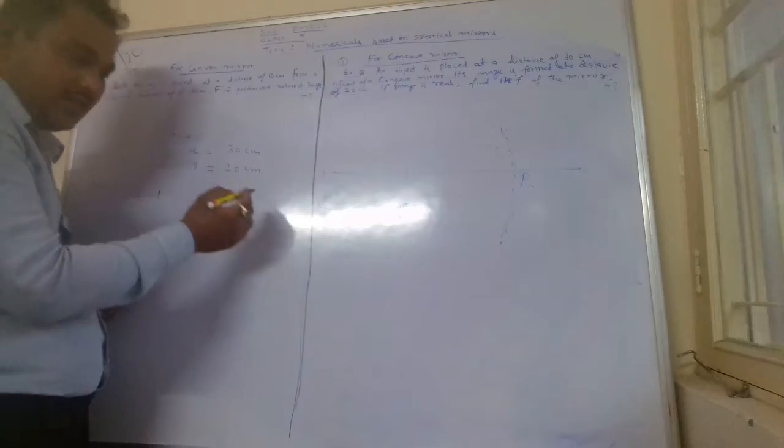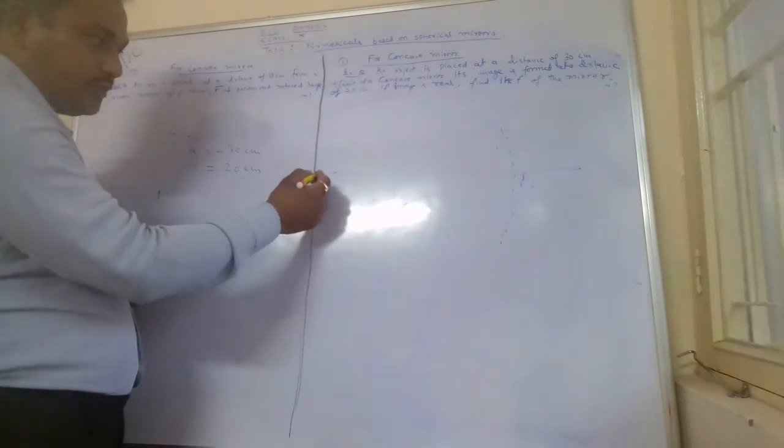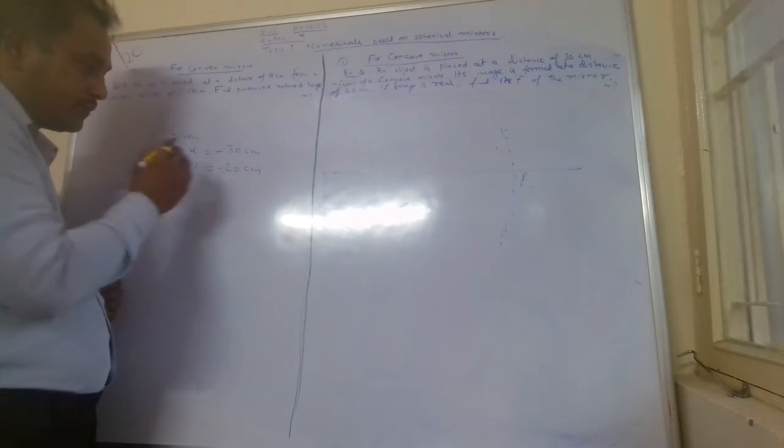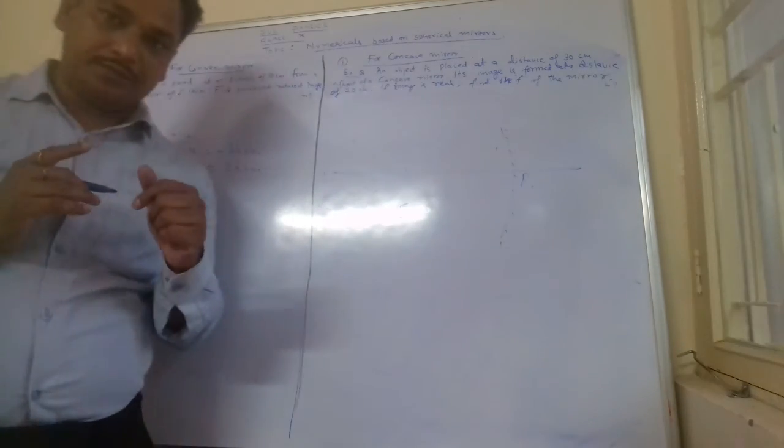So we will put a minus sign in case of the object distance. Object is always placed on the left side, you are aware, so we will automatically put a minus sign, and minus for the image also. Clear?